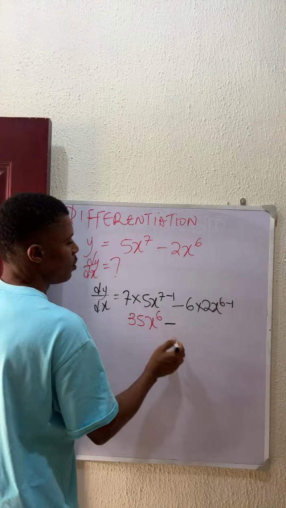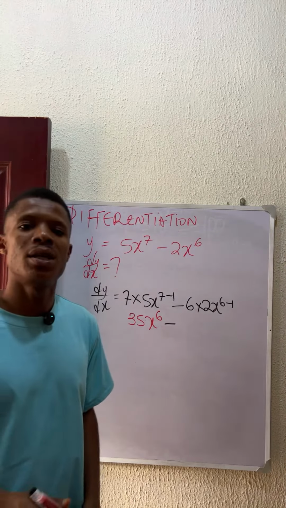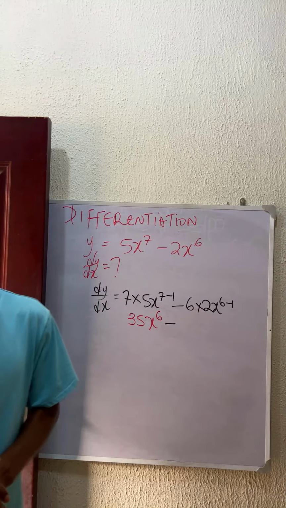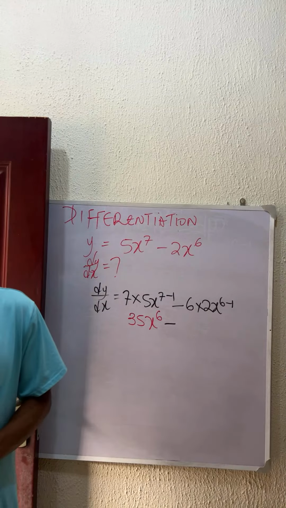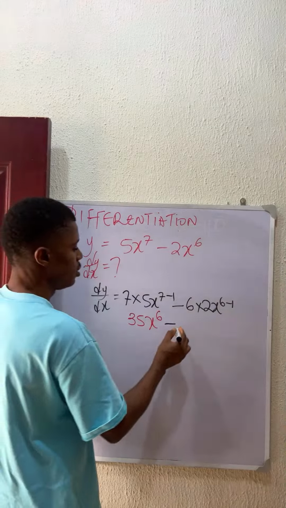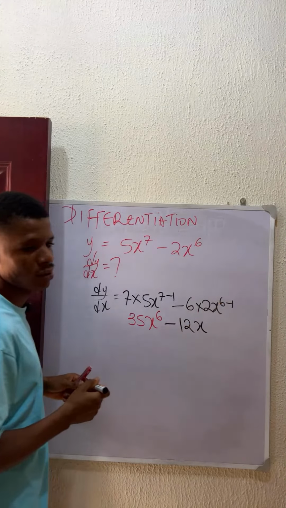Then minus, what is 6 times 2? Please, what is 6 times 2, guys? Okay, 6 times 2 is basically 12. So you have it as 12x. 6 minus 1 is what?